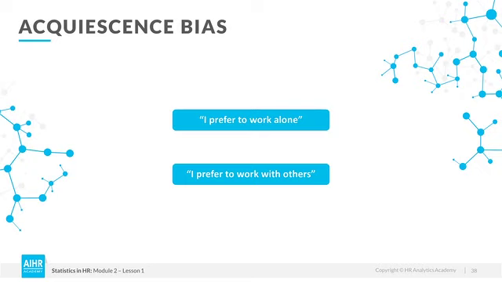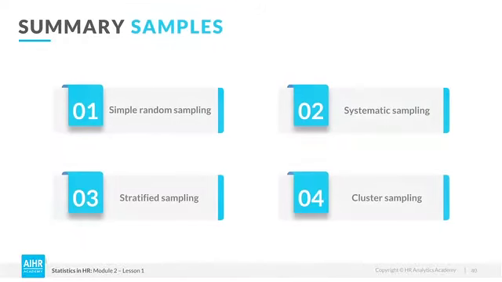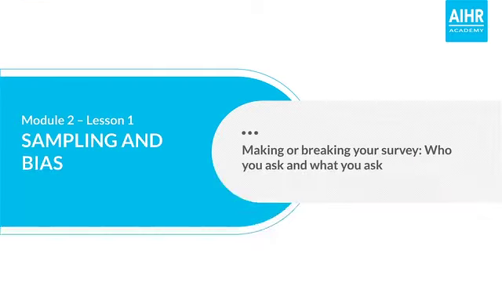That's it for this lesson. I hope you enjoyed this lesson on sampling methods and biases in surveys. In this lesson, we discussed how to use simple random sampling, systematic sampling, stratified sampling, and cluster sampling. Next, we also discussed the biases in our surveys, which can include confirmation bias, anchoring bias, participation or non-participation bias, and acquiescence bias. In the next lesson, I will be discussing probability.